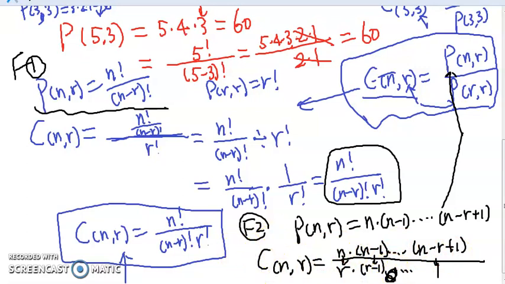There are two formulas, either this formula or this formula. Again, the first formula is easier to memorize, but to do the calculation when you have specific numbers, the second formula is easier. So let's look at an example.